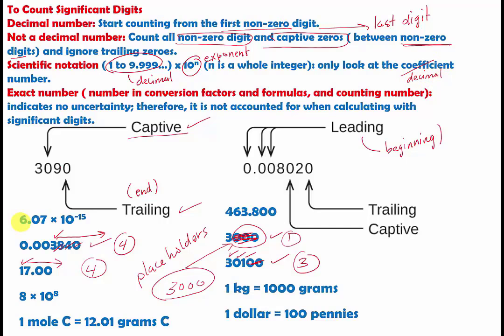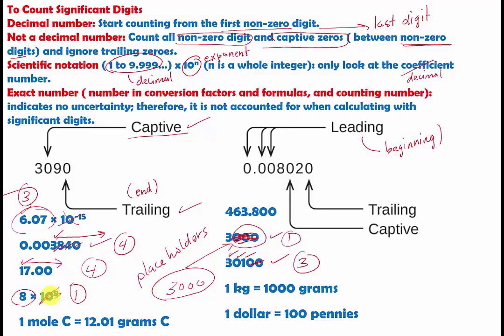So let's look at this one. We have 6.07 times 10 to the negative 15. So you can kind of ignore this and focus on this. This is a decimal number. So we have our first non-zero and counting all the way to the very end gives you 3 significant digits. And then over here we have 8 times 10 to the 8. We can ignore this, and this gives you 1 significant digit.